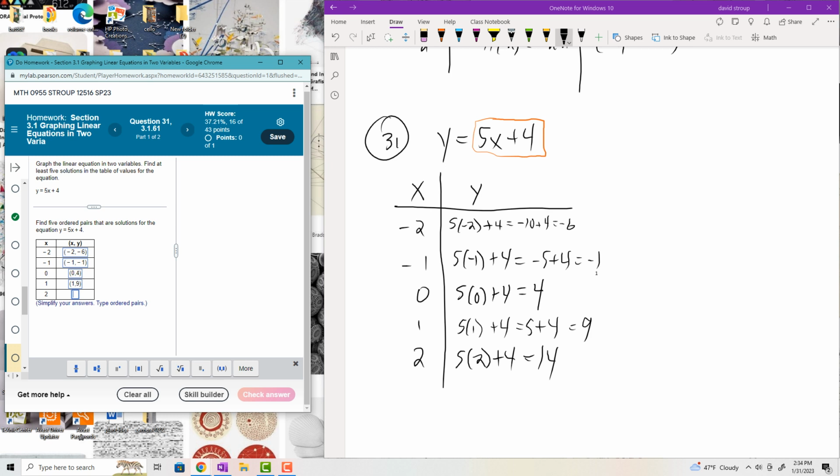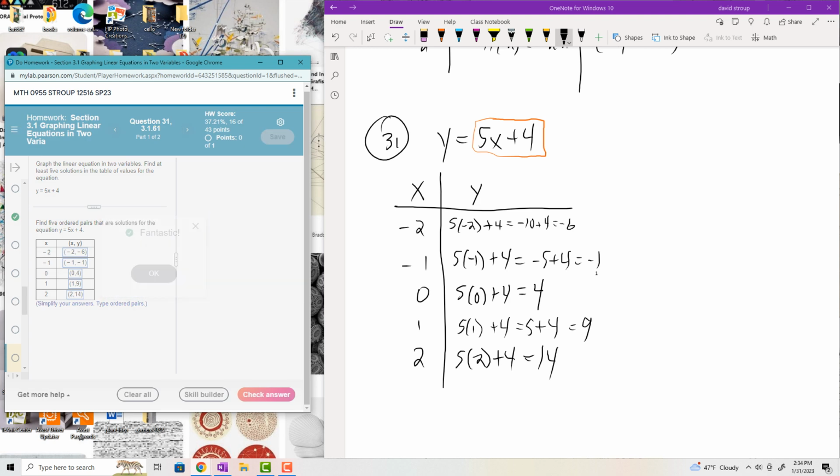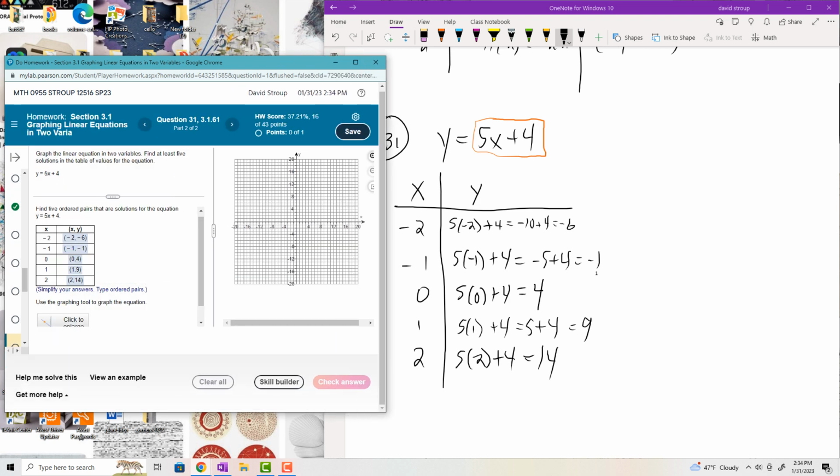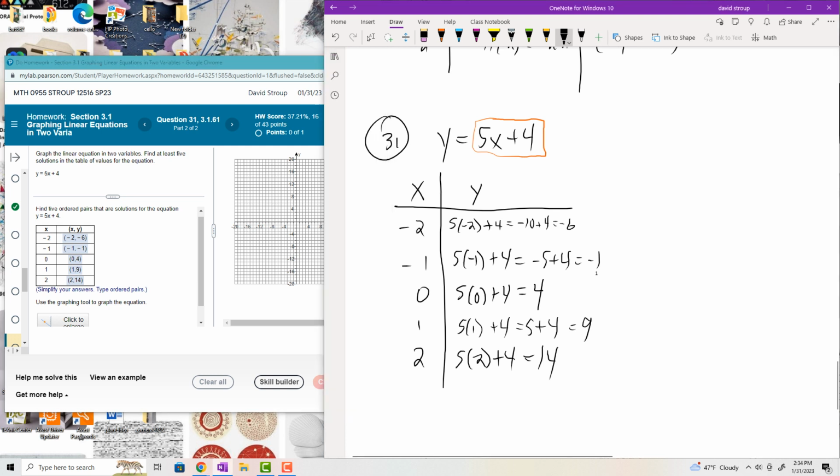Okay, so we have 2 comma 14. And then you hope they're all right. If not, usually it'll say one or more of your answers is incorrect. Okay, so now is the part that's kind of new in this section.